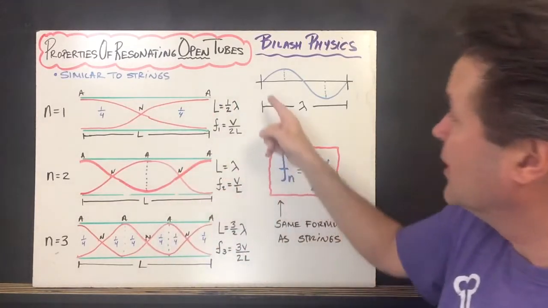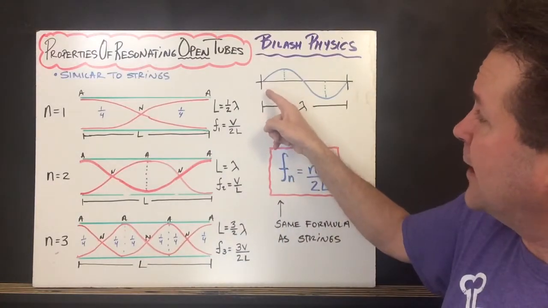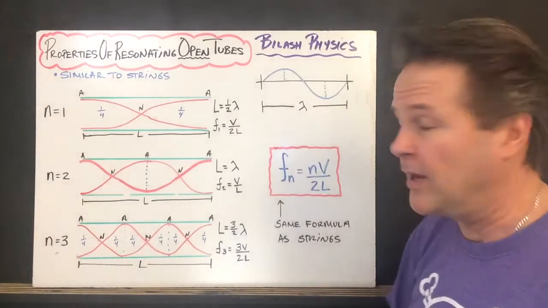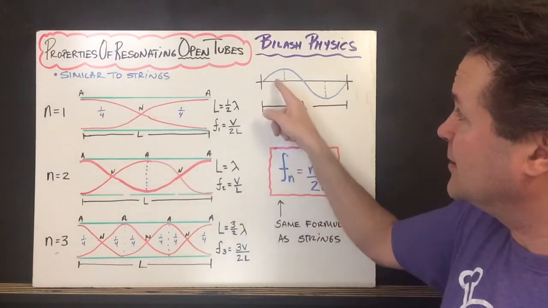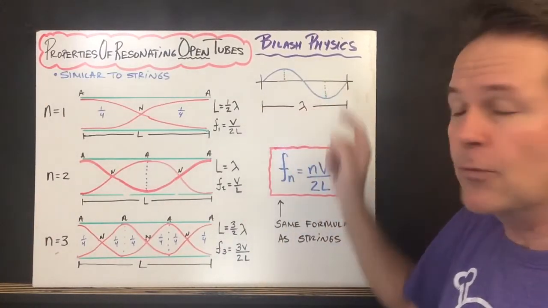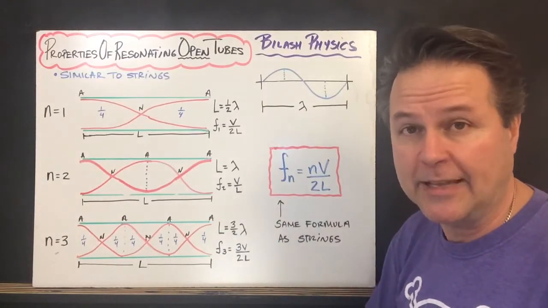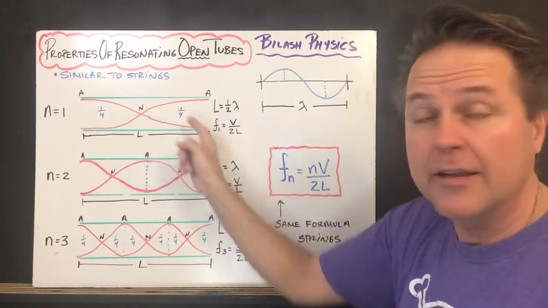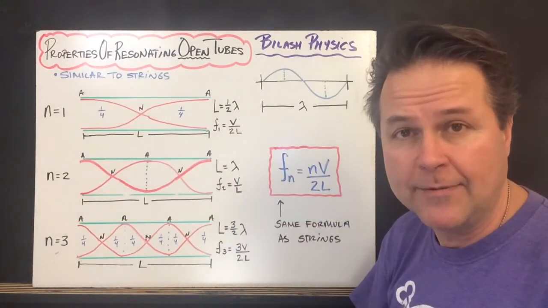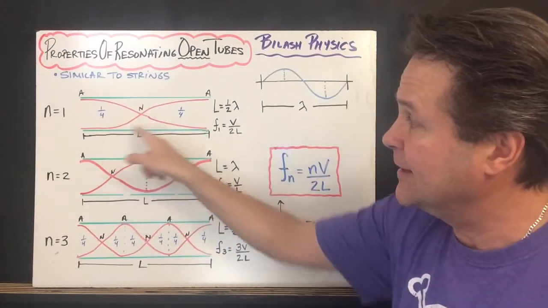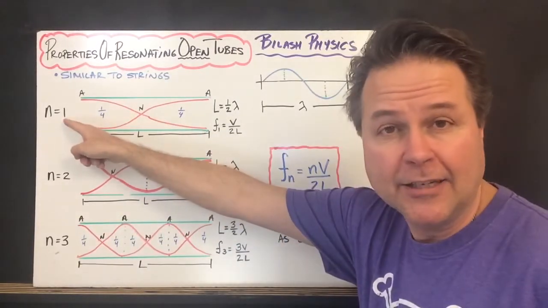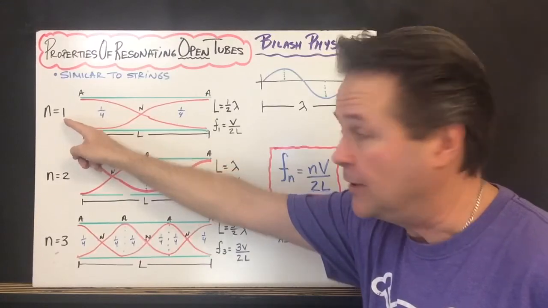Just as a reminder, here's a diagram of a sine wave, and you'll notice that a complete sine wave, a crest and a trough, is made up of 1, 2, 3, 4 quarters. That's one complete wave. So since there are 2 quarters here, there's only half a wavelength in this length of tube when it is vibrating at n is equal to 1, at its natural frequency.